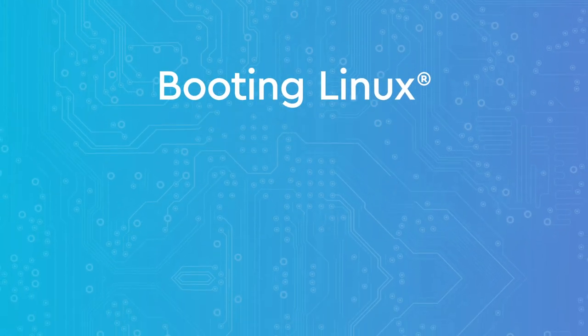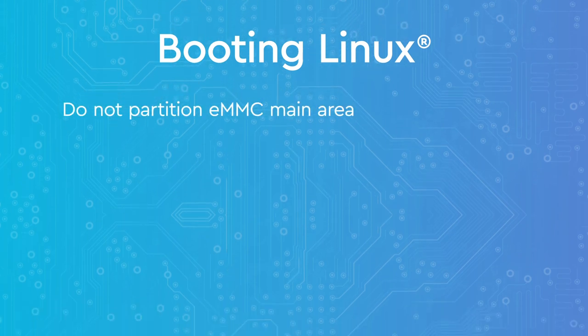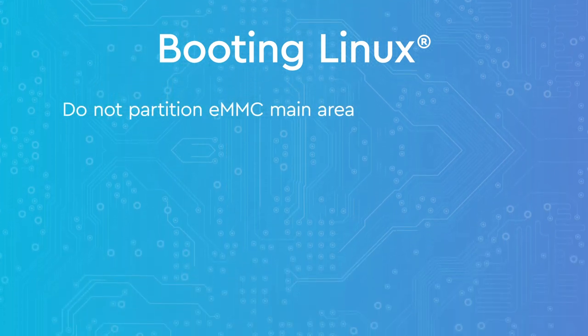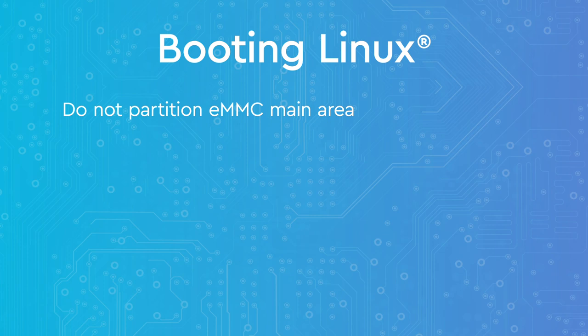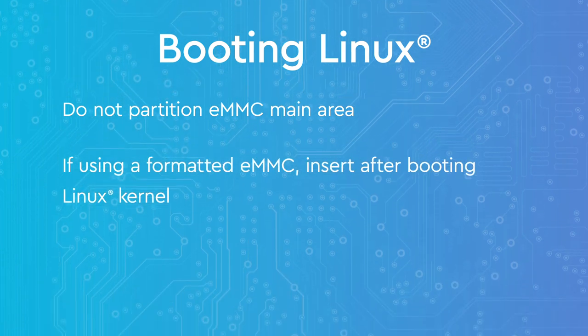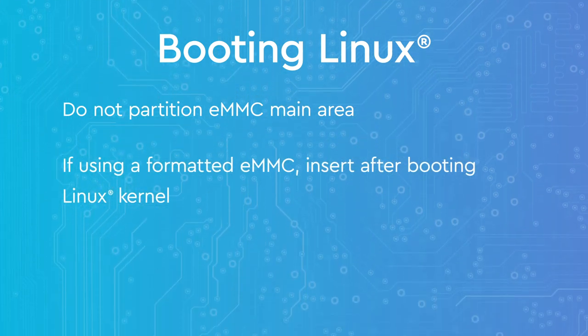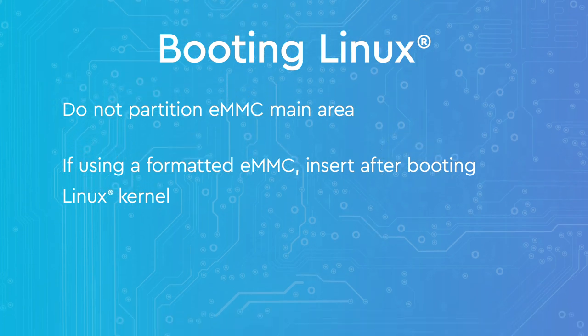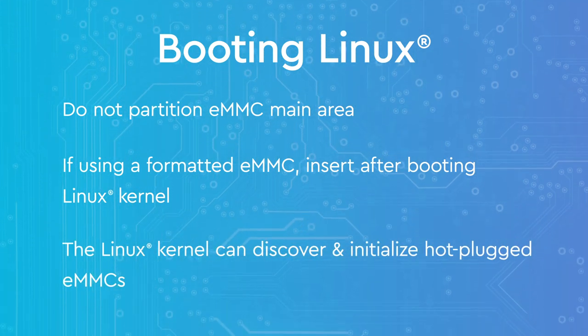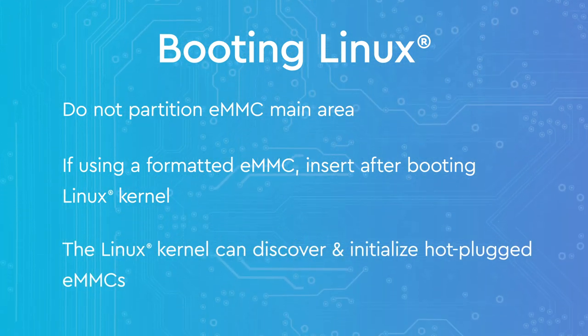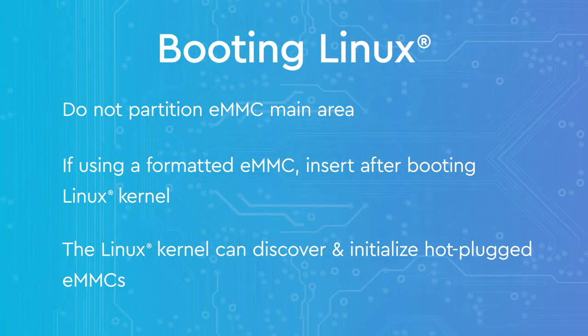When you are booting Linux, you should not partition the eMMC main area, or else the processor will attempt to boot from there. If you are dealing with a formatted eMMC, you must insert it after the Linux kernel boot has finished. The Linux kernel has the ability to discover and initialize hot-plugged eMMCs.